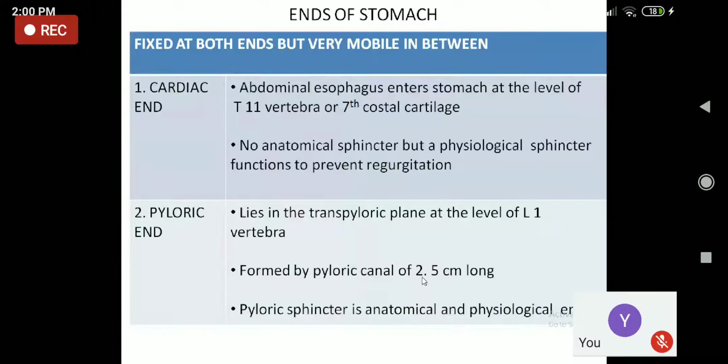In the cardiac end, we cannot feel any sphincter, but in the pyloric end, we can feel a thickening of circular muscle, a thick sphincter. So it has an anatomical sphincter, regulating the chyme flowing out from the stomach. So this is about the two ends of the stomach.